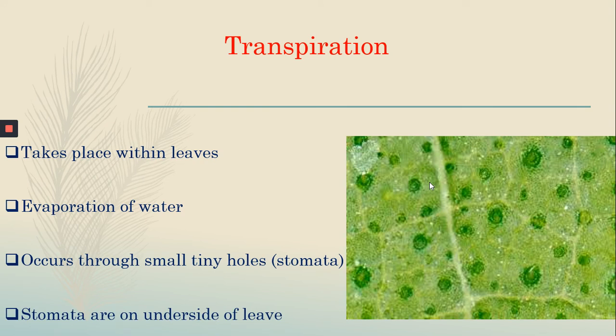The stomata are on the underside of the leaves. These tiny holes are not available on the outer surface of the leaf. They are inside, on the inside surface of the leaf.